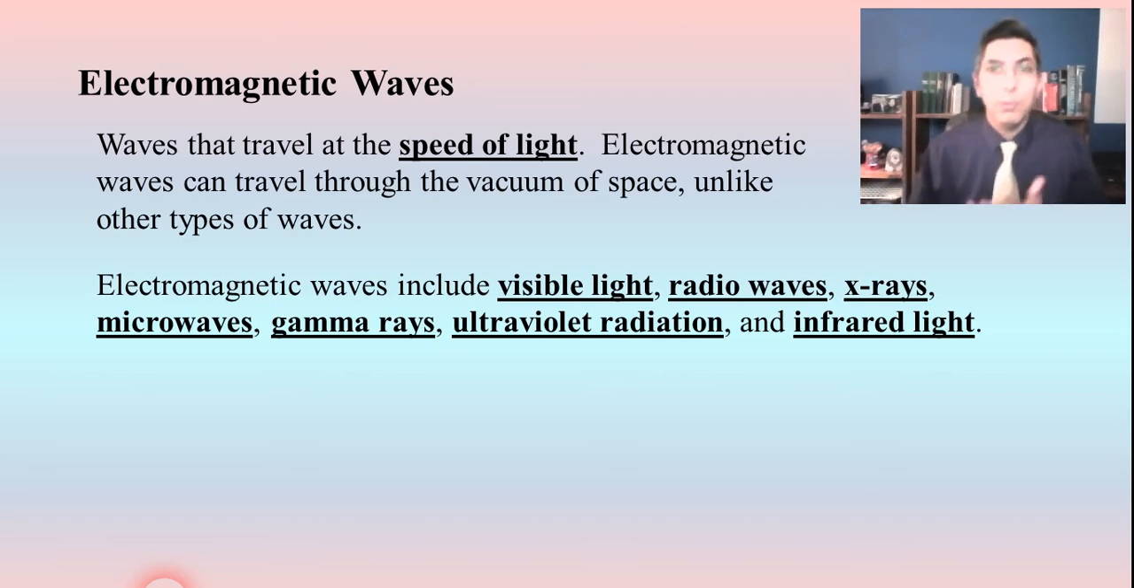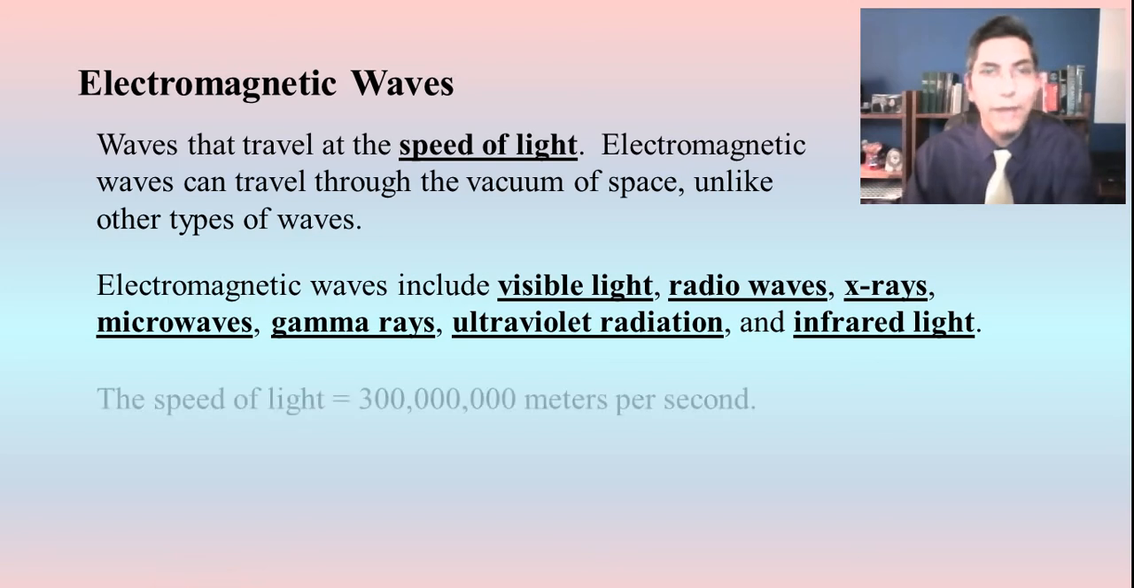But it's not just limited to that. We can talk about radio waves. We can talk about X-rays, microwaves, gamma rays, ultraviolet radiation, infrared light. These are all examples of electromagnetic waves. They all travel at the speed of light. And if we want to send them through the vacuum of empty space, we can do that, unlike sound waves, which cannot travel through a vacuum like that.